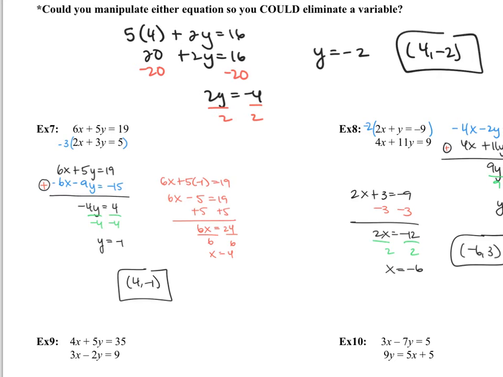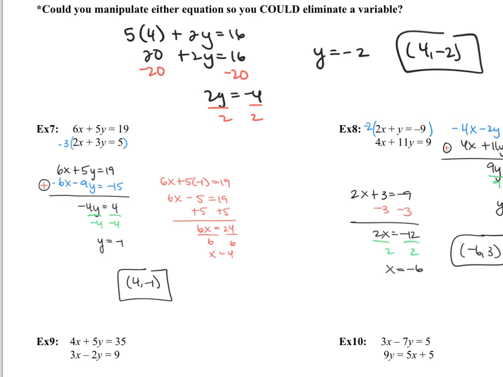On example 7, I'm going to multiply the bottom equation by -3 to make the coefficient of x -6. Then I'll be able to add these equations together. I also needed to make sure I multiplied 3y by -3 to get -9y, and 5 by -3 to get -15y. Now I'm ready to add. 6 plus -6 eliminates. 5y plus -9y is -4y, and 19 plus -15 is 4. Divide both sides by -4 to get y equals -1.